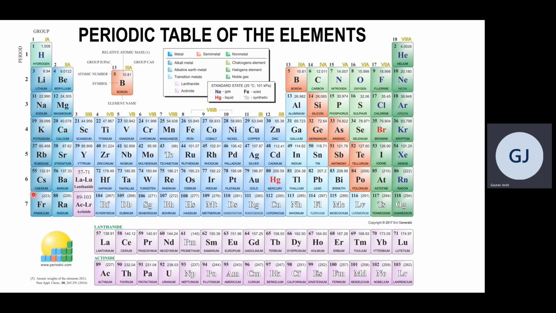If you look at the periods, there are 7 periods in a periodic table, and we have 18 groups in a periodic table. So this is the vertical, and this is the horizontal. Horizontally we have 18 groups, and in the periods we have 7 periods. Basically in this we have two other series also, the lanthanide and the actinide series.